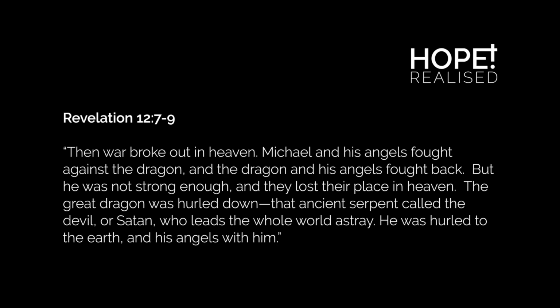Revelation 12, 7-9 goes on to say, Then war broke out in heaven. Michael and his angels fought against the dragon, and the dragon and his angels fought back. But he was not strong enough, and they lost their place in heaven. The great dragon was hurled down, that ancient serpent called the devil or Satan, who leads the whole world astray. He was hurled to earth and his angels with him. The war that broke out in heaven does not follow on from the woman's flight into the wilderness, but rather sheds light on the previous verse and why the woman had to flee into the wilderness.